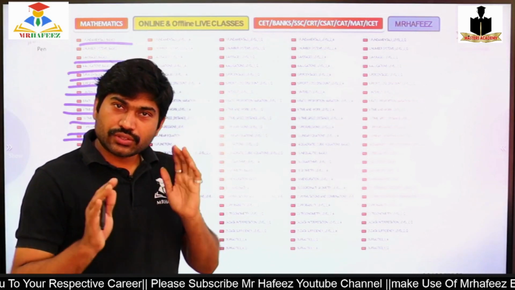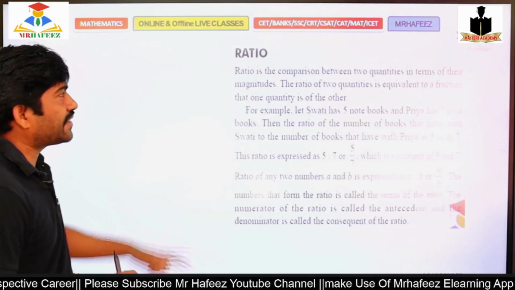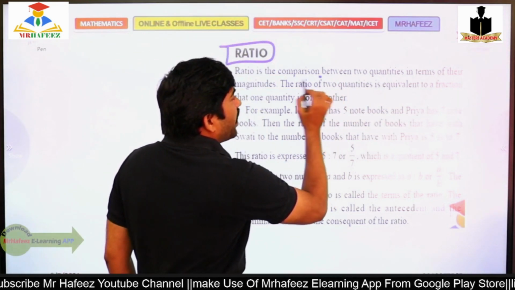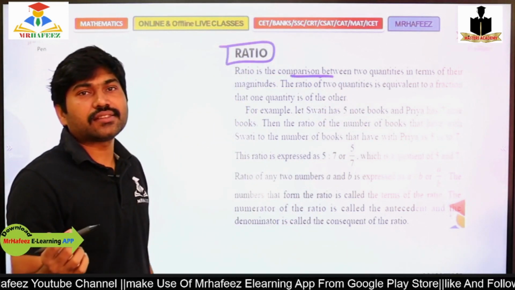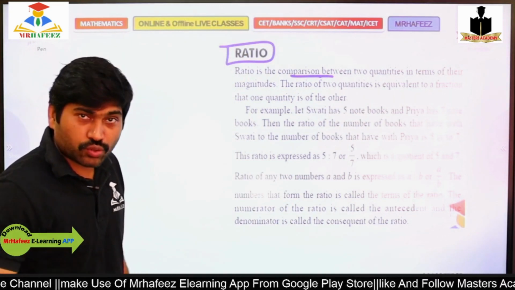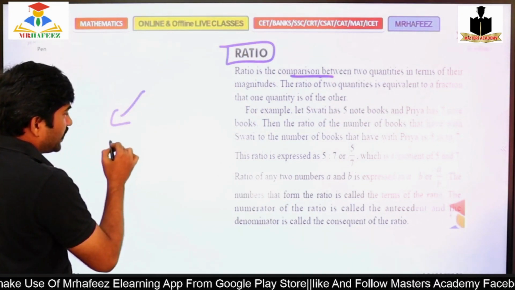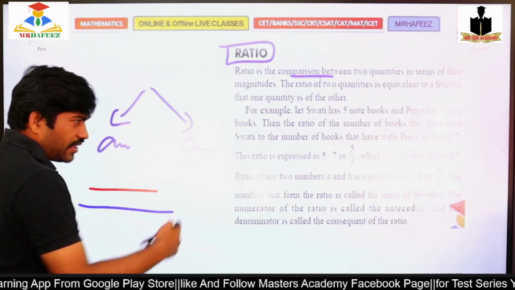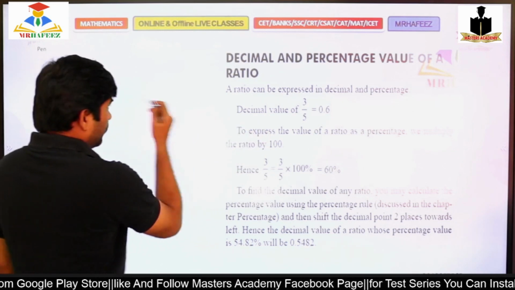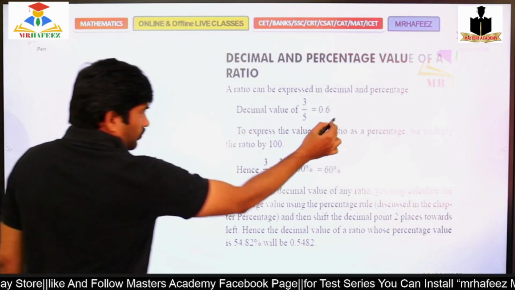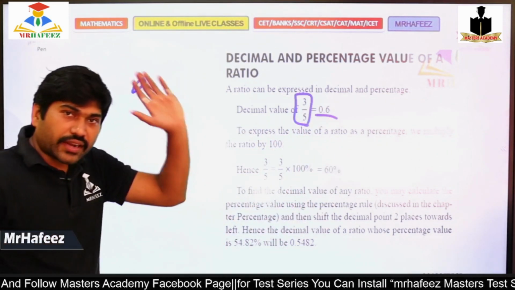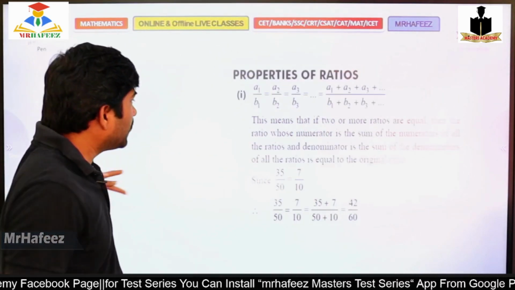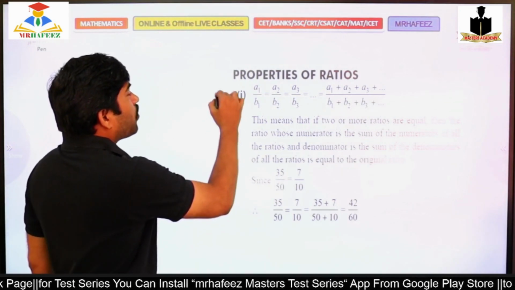So today, what exactly is it? Ratio means a comparison of two or more quantities, generally two quantities. If it is two quantities, the first quantity is the antecedent and the second quantity is the consequent, and the ratios can be of a decimal form or a fraction form.